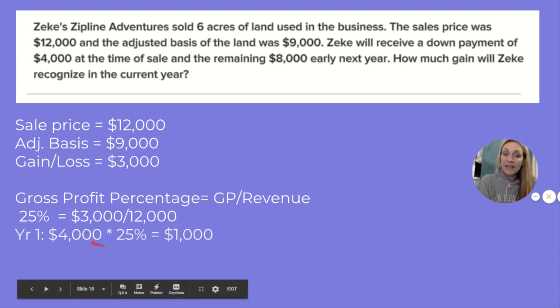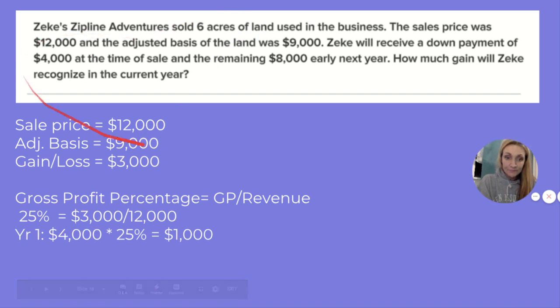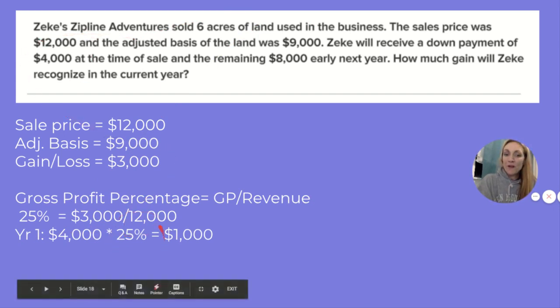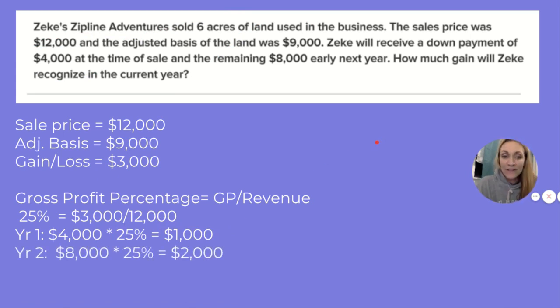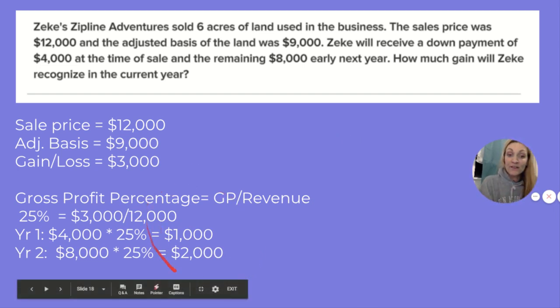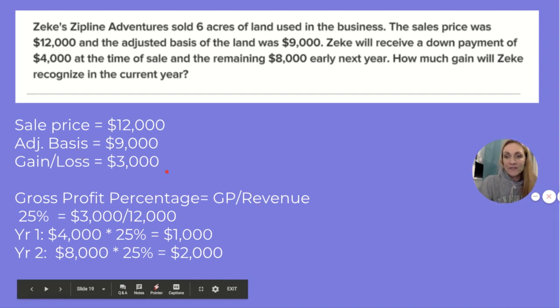So then we just take year one. We're going to get $4,000 times by the gross profit percentage. So in year one, we would record $1,000 of income. In year two, we times what we're going to get, $8,000 by the gross profit percentage, $2,000, and then you can see over 2 years, we'd recognize $3,000.